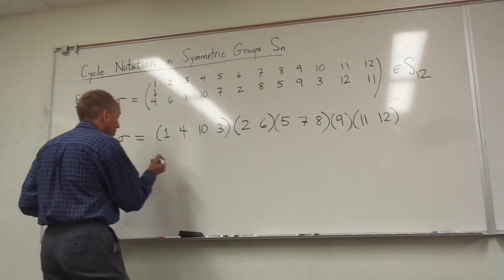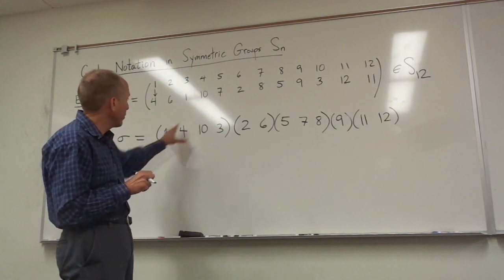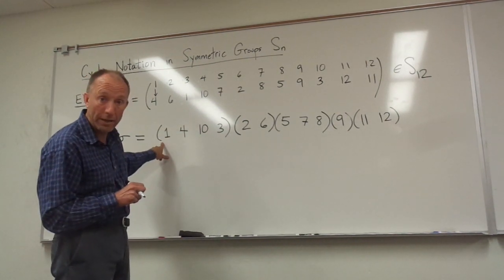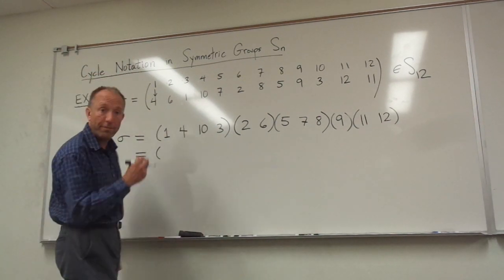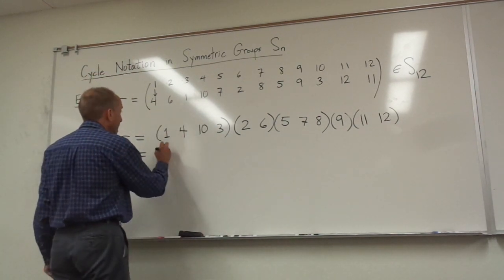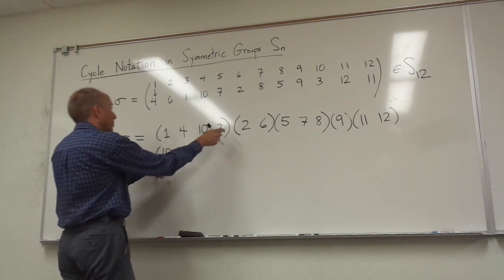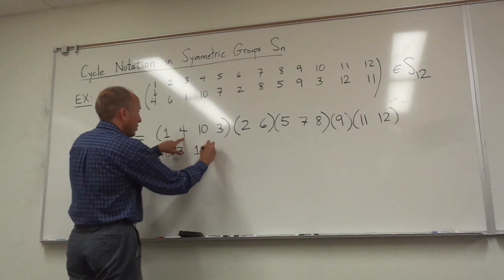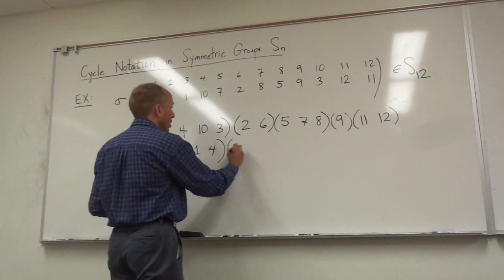Another thing to notice is that I don't have to start, for example, this first cycle at 1. I can choose any point here. If I was writing this down, I could write it differently. I could start with 10, right? And of course 10 still goes to 3, which still goes to 1, which still goes to 4, which still goes back to 10, right? Nothing wrong with doing that.